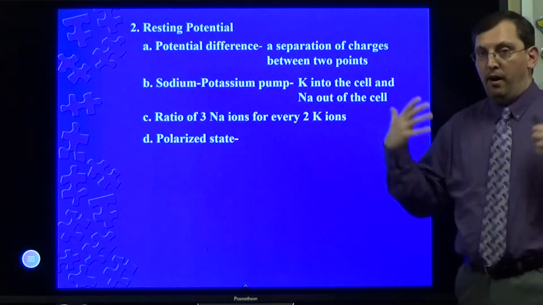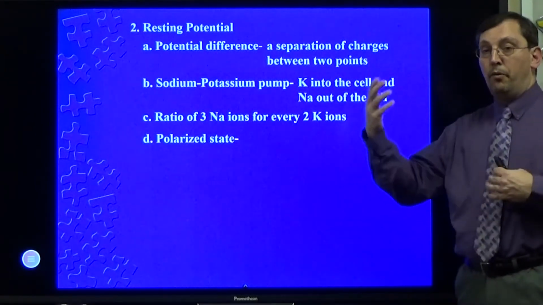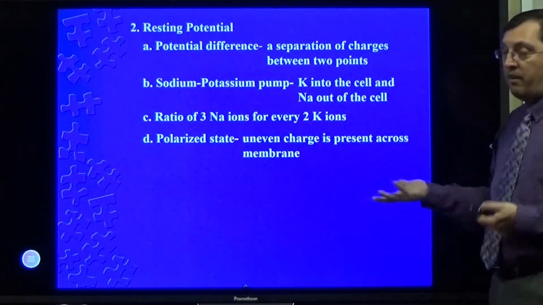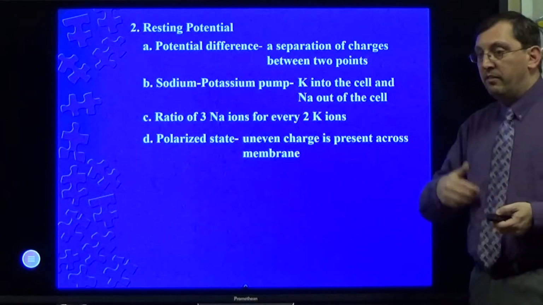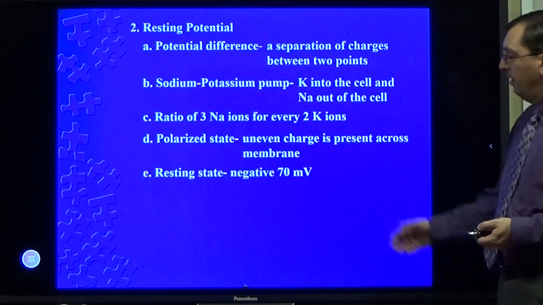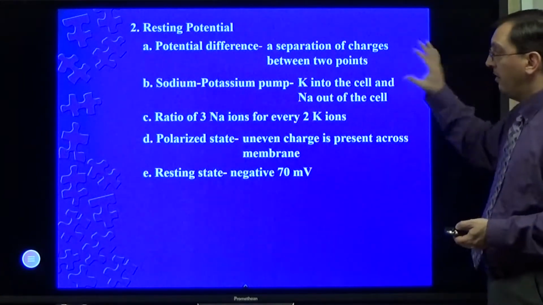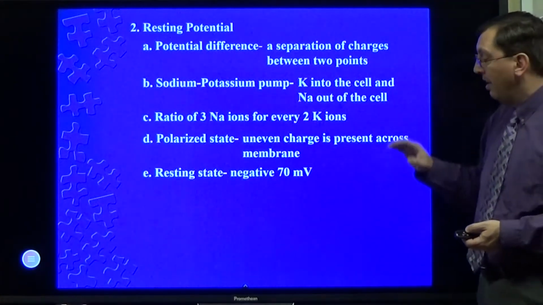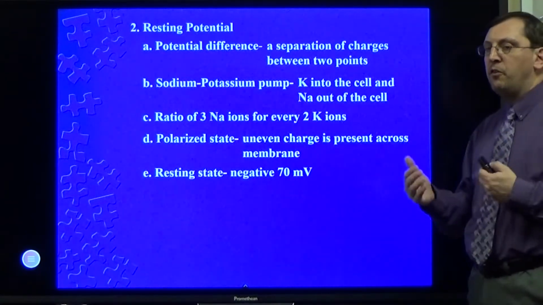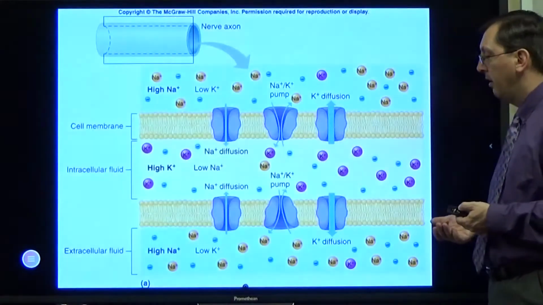This creates a polarized state. So now I have poles, different charges between the inside and the outside. So they're uneven across that membrane. All it takes is something to trigger it, to cause it to go. So that resting state value, in the case of these nerve cells, is negative 70 millivolts. That's the actual potential energy difference between the inside and the outside.